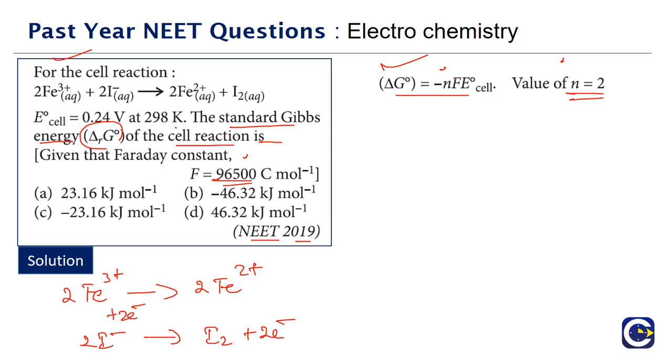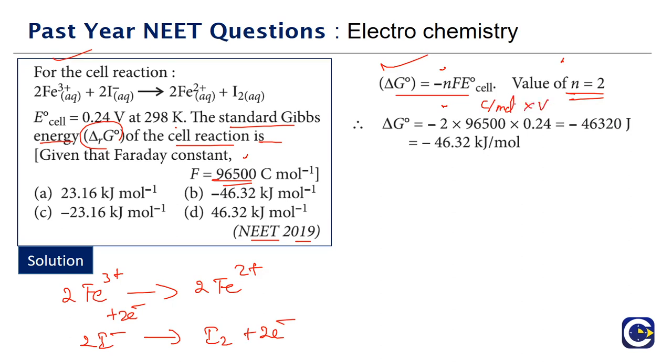So all we need to do is substitute. n is 2, we have the Faraday constant, and E0 is 0.24. Substituting, minus 2 into 96,500 into 0.24. This is coulomb per mole and this is volt, so that will be joule per mole. Minus is there, of course. Minus 2 into 0.24 is 0.48 into 96,500. If we simplify it, this will come as minus 46,320 joule per mole. The options are in terms of kilojoule.